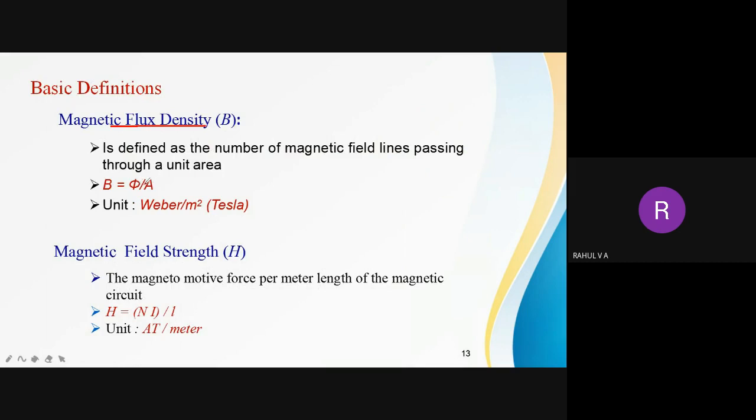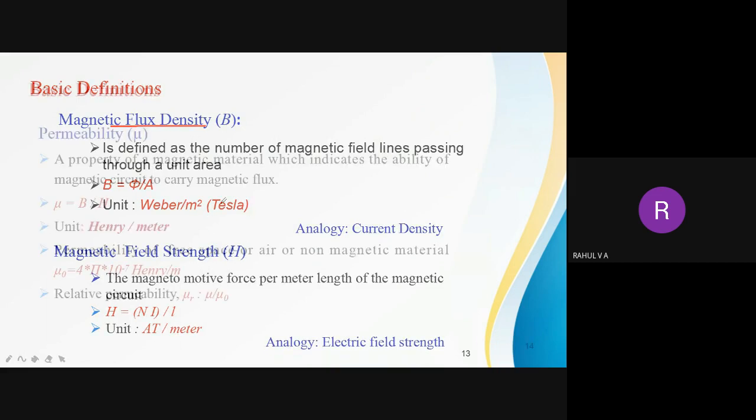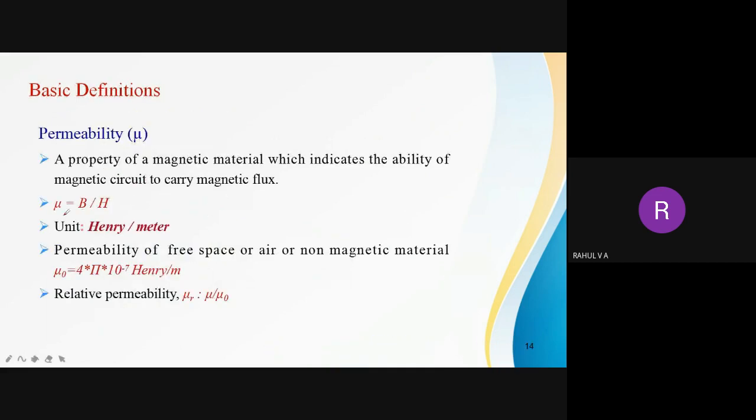It is the flux passing through unit area, and magnetic field strength H. And then we have also discussed the basic definition of permeability. It is a property of a material which indicates the ability of a magnetic circuit to carry flux. It is somewhat similar to conductivity in electric circuit.